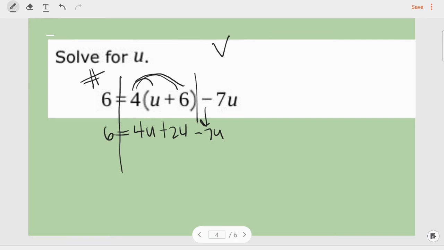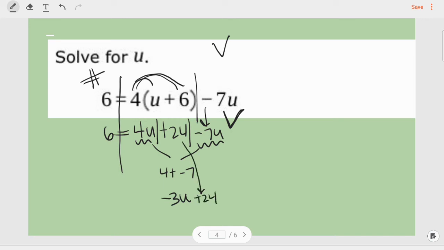But let's continue. As I get to my next line, I need to notice that there's still more than one u. I need to combine them. If this is my variable side, I want to combine them so I only have one variable left. I'm going to separate out my terms, and I'm going to combine my like terms. So 4u and negative 7u are my like terms. 4 plus negative 7 combines to give me negative 3u, and I'm going to bring down the 24.